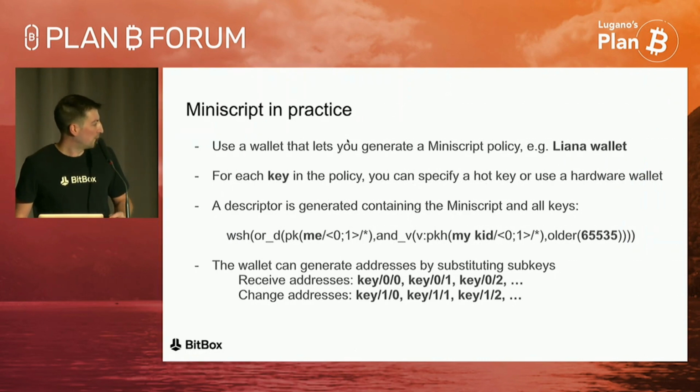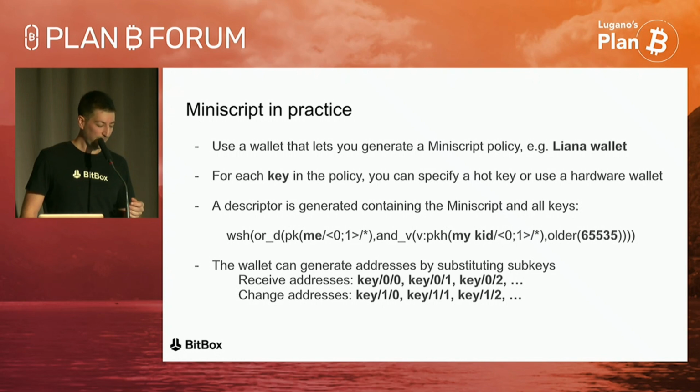Yeah, under the hood, the wallet, of course, just substitutes the public keys with actual keys. This is similar to BIP32. This is what all wallets do. You have subpaths. For every key you can generate receive and change addresses, arbitrarily many of them. So the wallet would just replace the keys, me and my kid, with actual derivations.